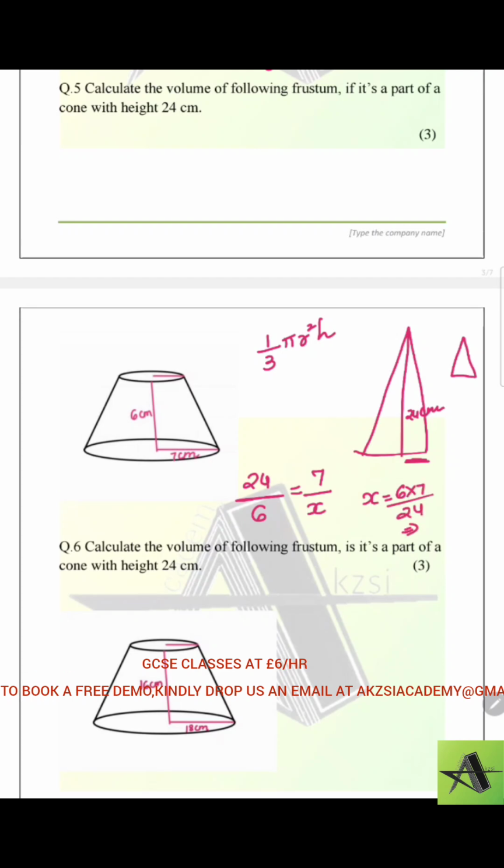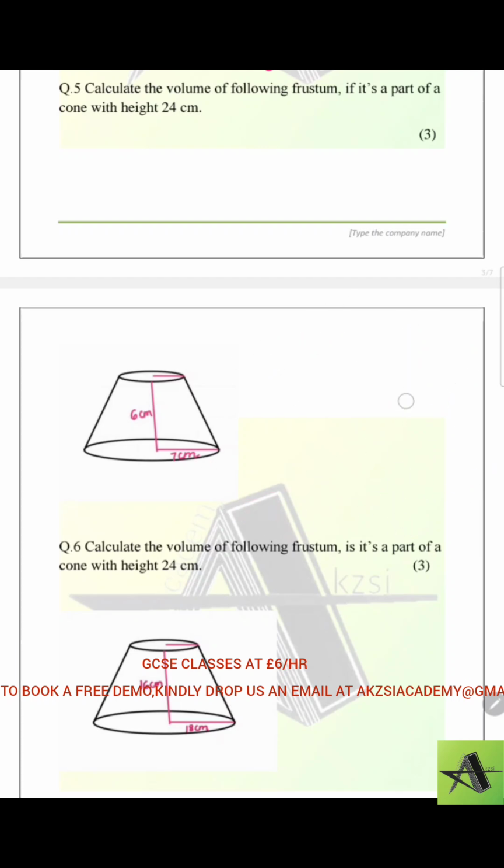That will give you 1.75. So we have calculated the radius of the smaller cone as 1.75. Now we can easily calculate the volume of the bigger cone and subtract the volume of the smaller cone. Volume of the bigger cone is 1/3 πr², which is 7 squared, times h, which is 24, minus the volume of the smaller cone.